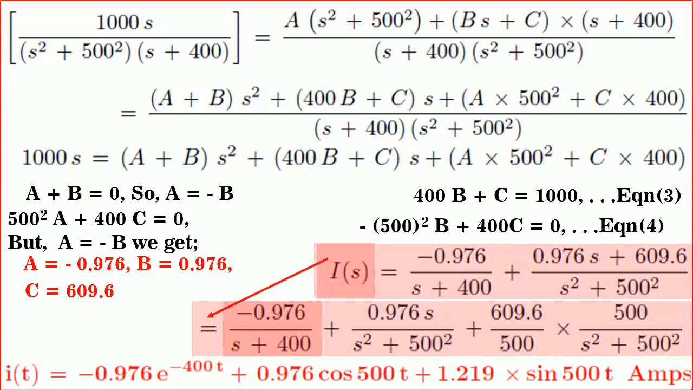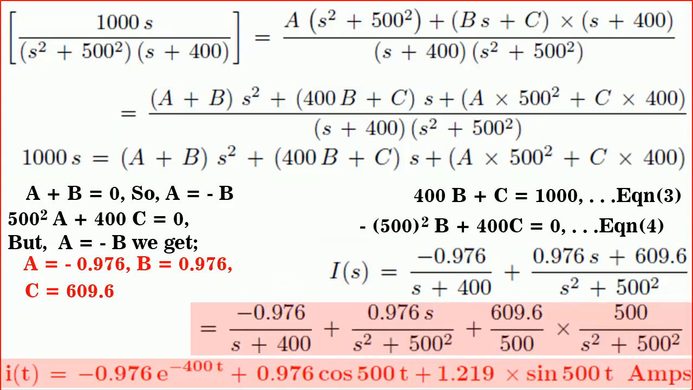By substituting A, B and C in the equation of I of s and rearranging, we get I of s is equal to minus 0.976 divided by s plus 400 plus 0.976 into s divided by s square plus 500 square plus 609.6 divided by 500 into 500 divided by s square plus 500 square. By taking the inverse Laplace transforms, we get I of t is equal to minus 0.976 into e to the power of minus 400t plus 0.976 cos 500t plus 1.219 sin 500t amperes. Hope you have understood it.